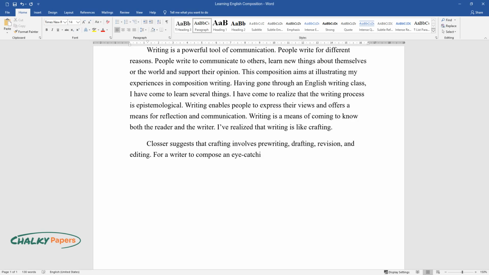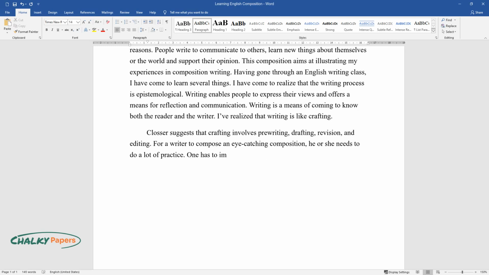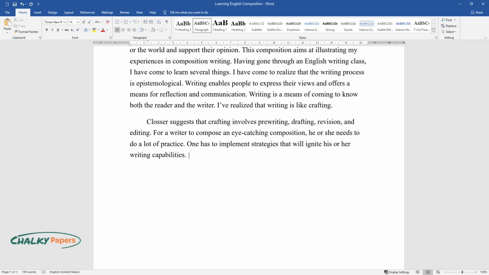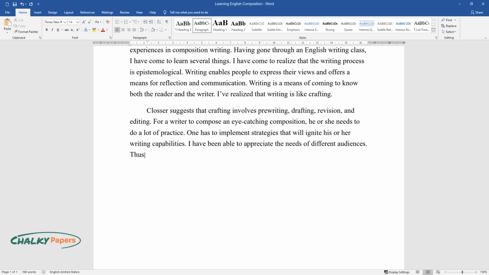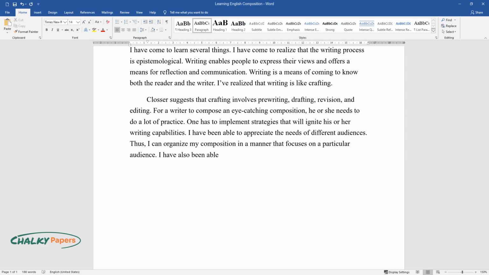For a writer to compose an eye-catching composition, he or she needs to do a lot of practice. One has to implement strategies that will ignite his or her writing capabilities. I have been able to appreciate the needs of different audiences. Thus, I can organize my composition in a manner that focuses on a particular audience. I have also been able to comprehend when and how to use voice.